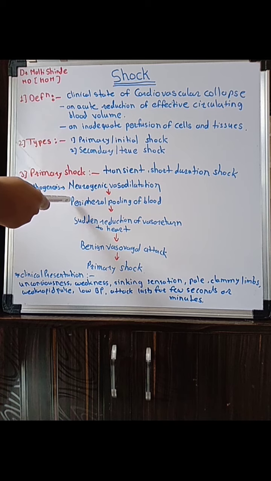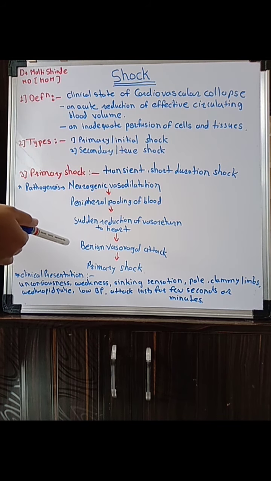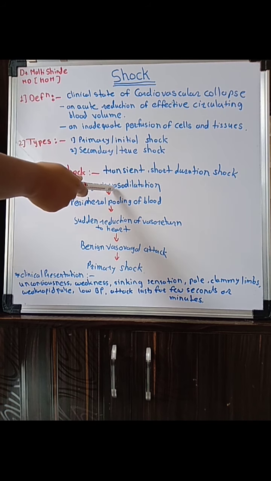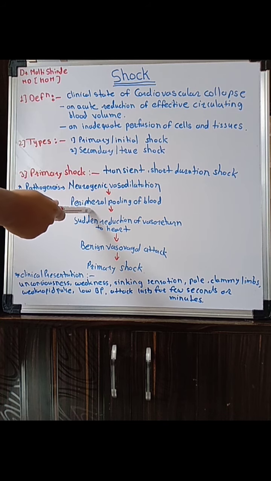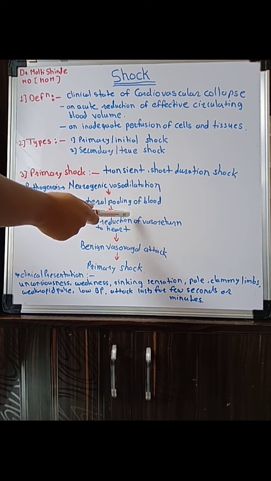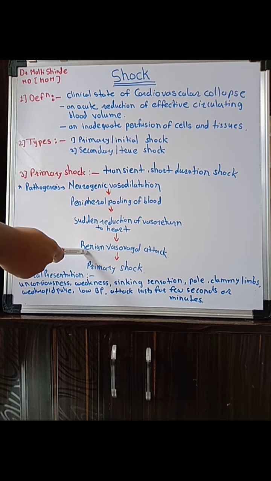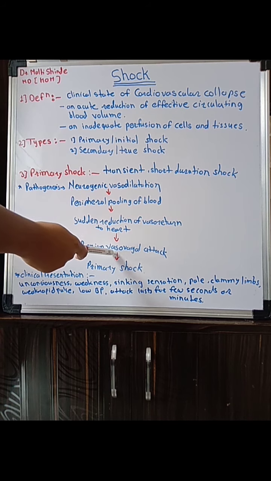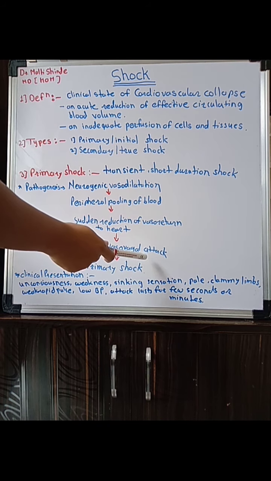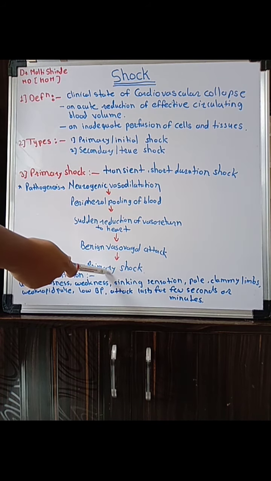When there is sudden trauma, sudden severe pain, or any sudden emotional overreaction, that causes neurogenic vasodilatation in the body. Vasodilatation causes peripheral pooling of blood, and that causes a sudden reduction of venous return to the heart. This stimulates the vagus nerve, causing a benign vasovagal attack, and that benign vasovagal attack is called primary shock. So this is the pathogenesis of primary shock.